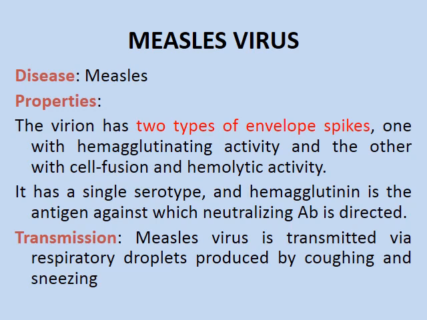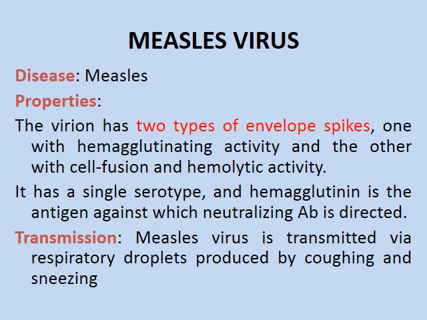Properties. It has two types of envelope spikes, as we saw in the drawing of measles virus in the beginning of this lecture: one with hemagglutinating activity, the H, and the other the fusion protein. It has a single serotype, and hemagglutinin is the antigen against which neutralizing antibody is directed. So with only one serotype, after an infection there will be no second infection; there will be lifelong immunity.